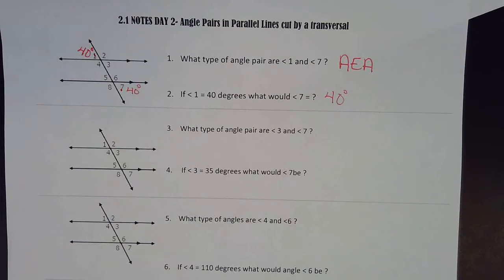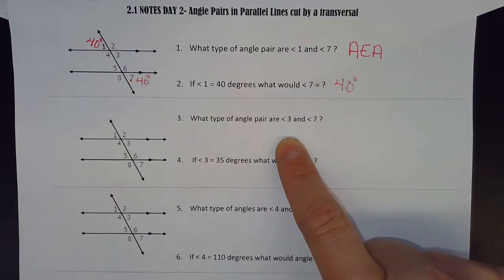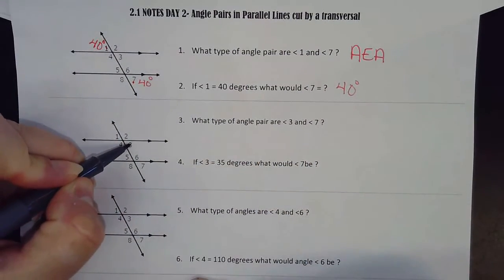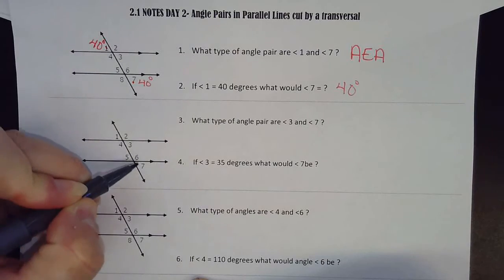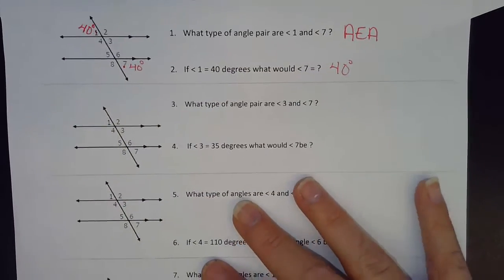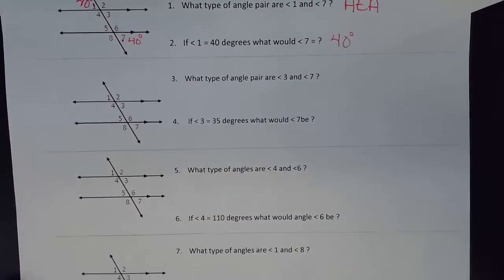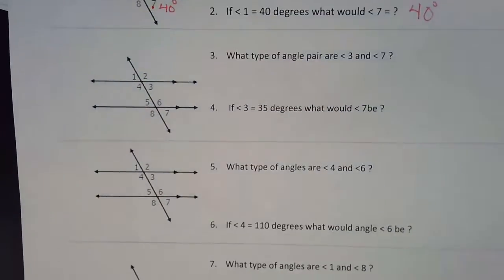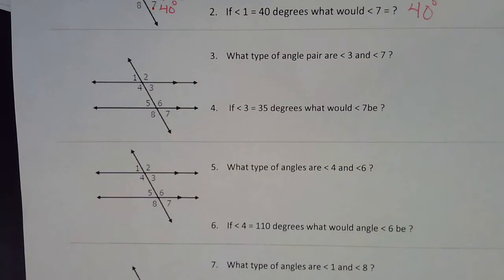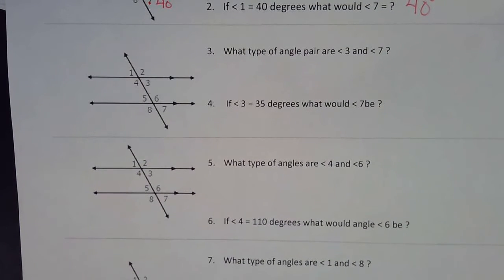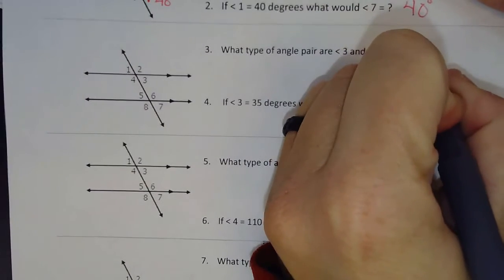Okay, let's take a look at number 3. Number 3 wants to know what type of angle pair are 3 and 7. 3 and 7, what are their names? Anyone know? The hardest part of your quiz, knowing the names. 3 and 7, they're both on the same side of the transversal, but one's on the inside, one's on the outside. Are they corresponding? They are. These are corresponding.